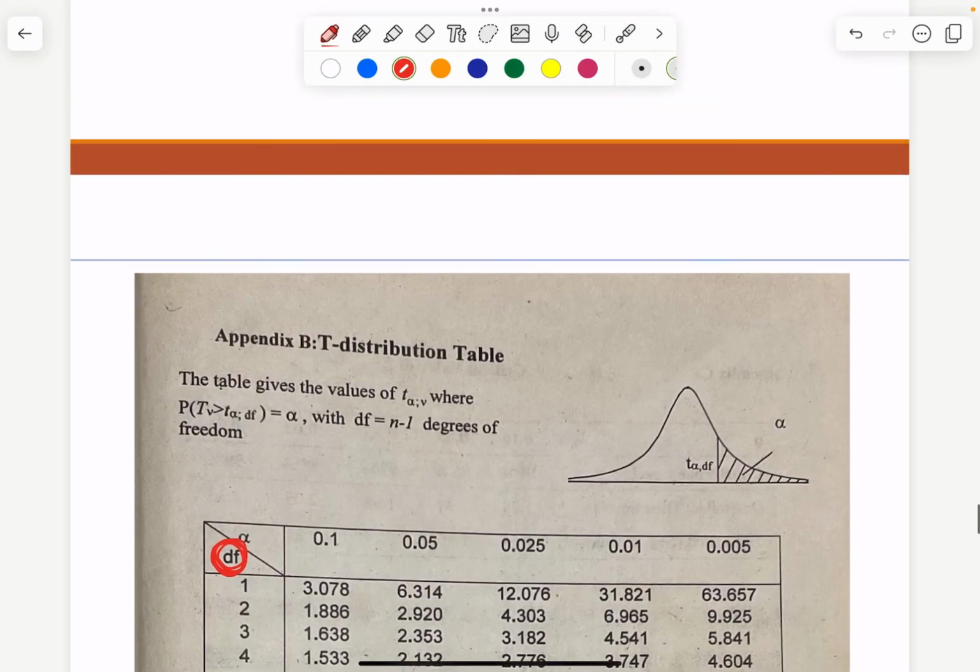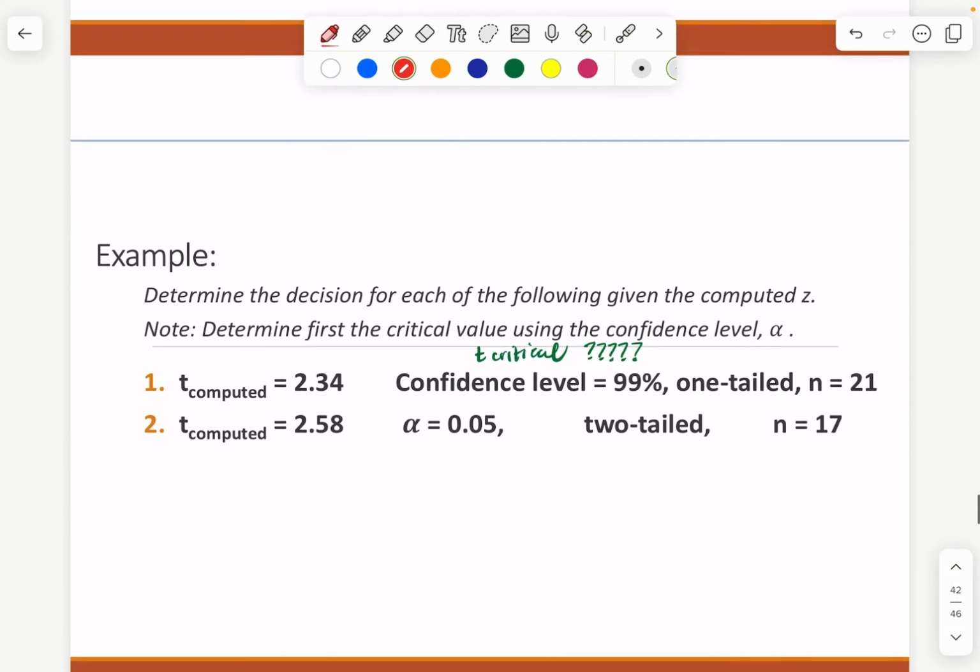So what next? What is the formula for DF? The formula for DF is sample size minus 1. In our example, the sample size is included in the given. So let's try this. For number 1, T critical is not yet given. What we have is the confidence level, which is 99%, then the one-tailed and its n. So how do we find T critical? The important part here is our degrees of freedom.